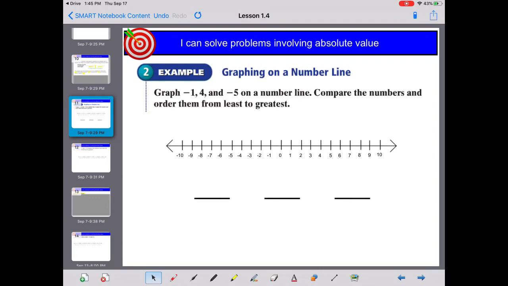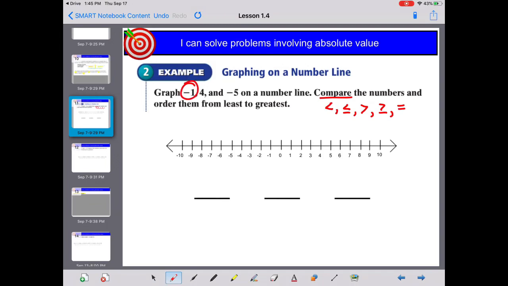We're going to practice graphing on a number line. Let's do this one together. Graph -1, 4, and -5 on the number line. Then compare the numbers, and anytime you hear the word compare, that means less than, greater than, or equal to. Compare the numbers and order them from least to greatest.